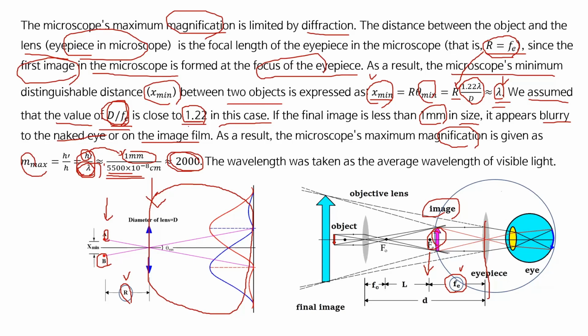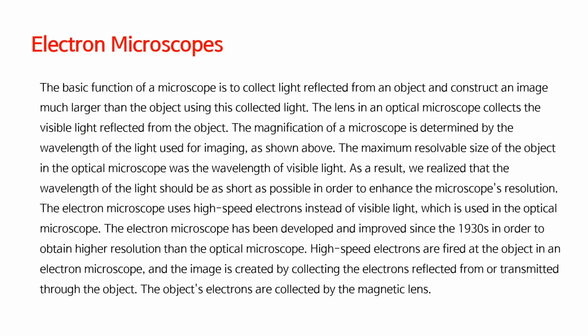Here the wavelength was taken as the average wavelength of the visible light, 550 angstrom. Now let's see the electron microscopes. The basic function of a microscope is to collect light reflected from an object and construct an image much larger than the object using this collected light.